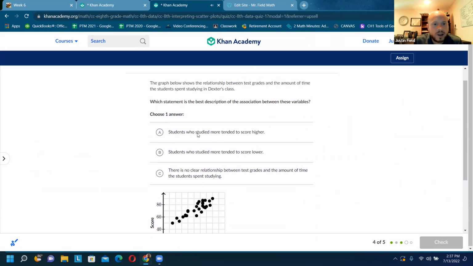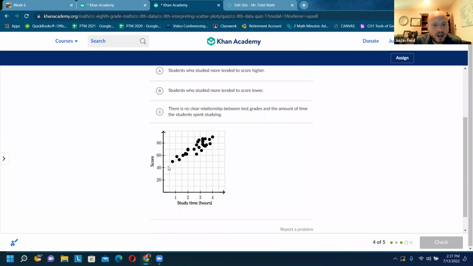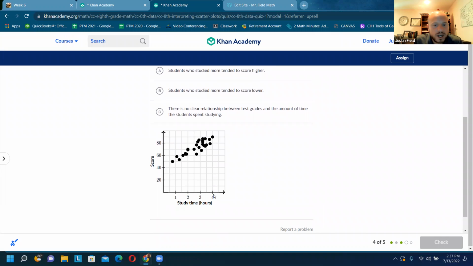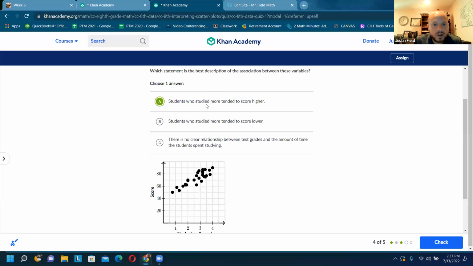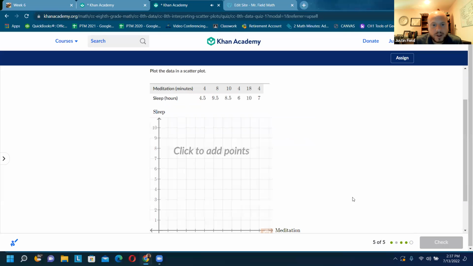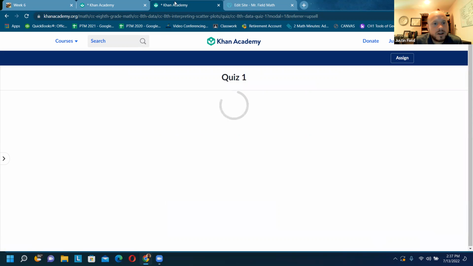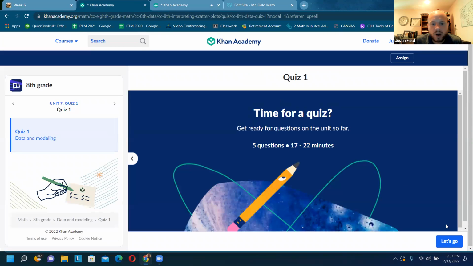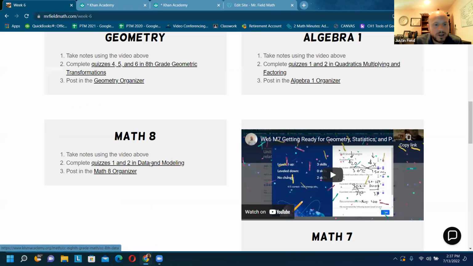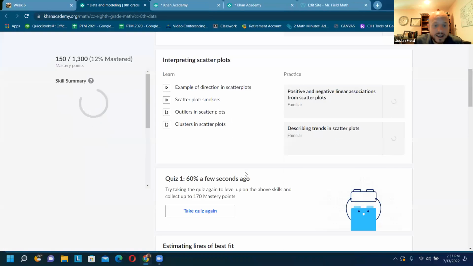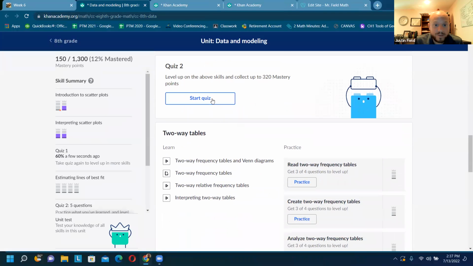Okay. The graph shows study time and score. So the more study time, the higher the scores. So students who studied more tended to score higher. And you can plot the data. That's quiz 1. Whoops. Now let's go back and do quiz 2. And then that's it. Then it's time for 8th grade.